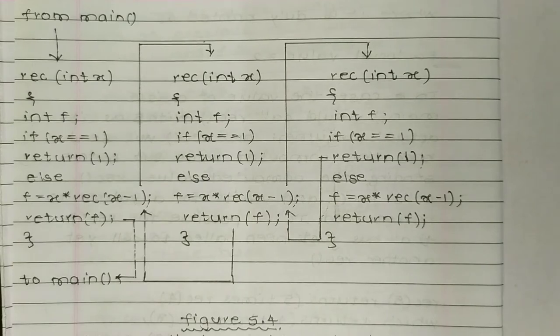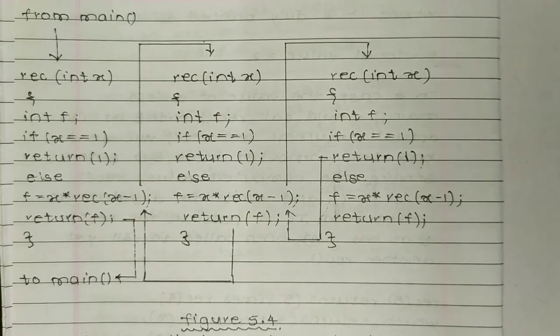Else, f is equal to x multiplied by rec of x minus 1, and return f, and return to main. So this was the first step. Now these steps will be repeated.